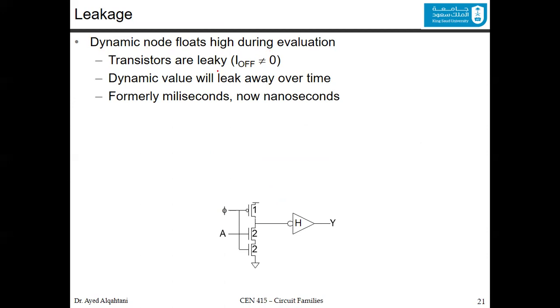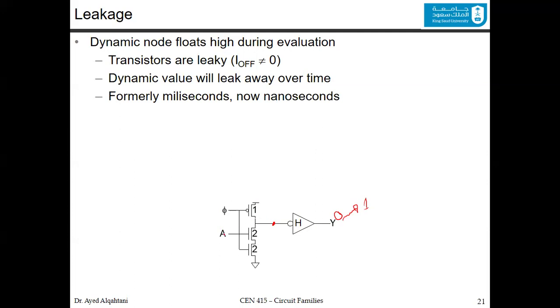Transistors usually are leaky, and this happens if you look here at this node. What happens is you see that, okay, this is supposed to be an inverter. The thing is, sometimes when this value is 0, suddenly, after a while, it becomes 1.